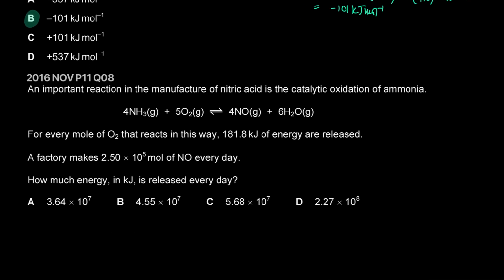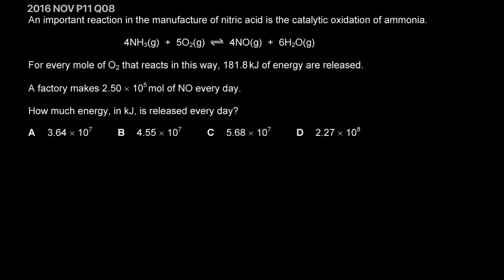An important reaction in the manufacture of nitric acid is the catalytic oxidation of ammonia. For every mole of oxygen that reacts in this way, 181.8 kilojoules of energy are released. A factory makes 2.5 times 10 to the power of 5 moles of nitrogen monoxide every day. How much energy in kilojoules is released every day? So over here, they've told us the amount of energy that's released for every mole of oxygen. So if 1 mole of oxygen reacted, this much energy would be released. And they've told us how much nitrogen monoxide is being made.